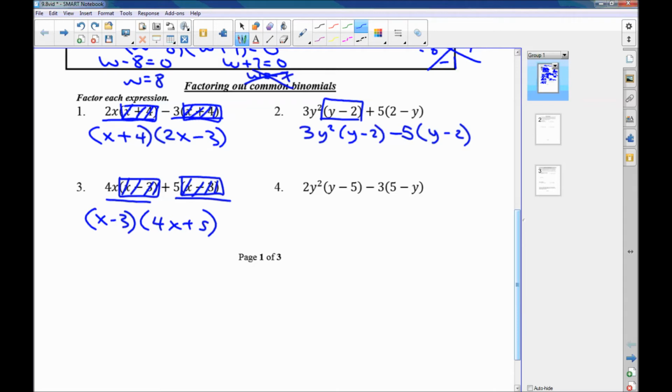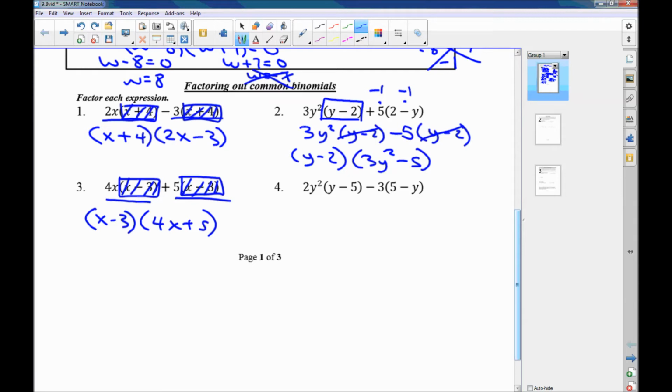So negative 1 times negative 1 makes positive 1, which doesn't change anything. I'm timesing the 5 by negative 1, and I'm timesing the binomial by negative 1. So if you flip the binomial around, you also have to flip the sign of the 5. Now the y minus 2 is the same in both, and it left behind 3y squared minus 5.